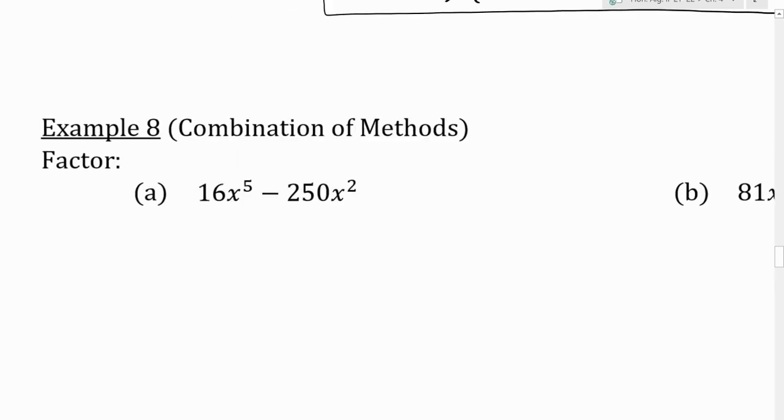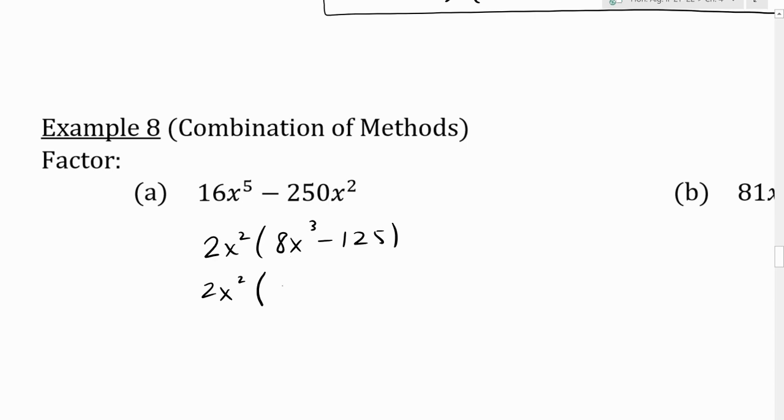But a combination of methods, you just take, okay, greatest common factor is a 2 and an x squared. And that's going to leave me with an 8x cubed minus 125. But 8 is 2 cubed. X cubed is x cubed. 125 is 5 cubed. So this is a difference of two cubes.